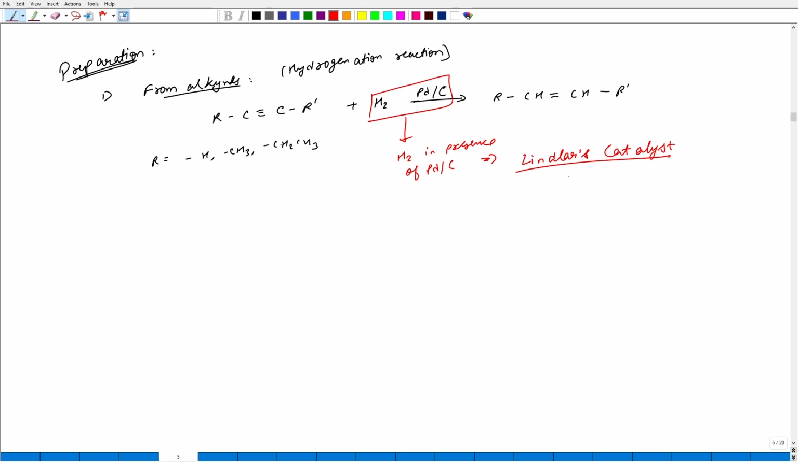And then the one thing we also have to know is what the geometry will be. It can be a cis or it can be trans. So, Lindlar's catalyst will always give cis alkenes. So, how will this alkene be? The structure of the alkene will be C double bond C. So, a cis alkene will be synthesized by the reduction of alkynes in presence of H2 and palladium carbon, that is Lindlar's catalyst.